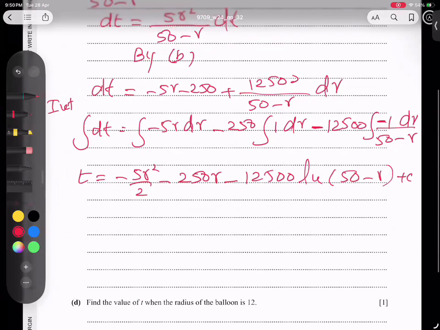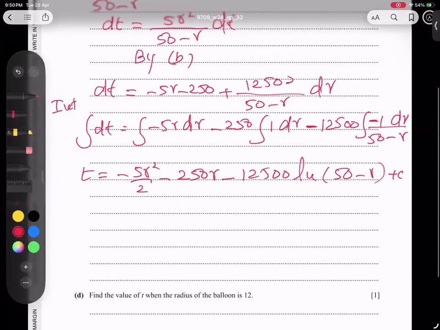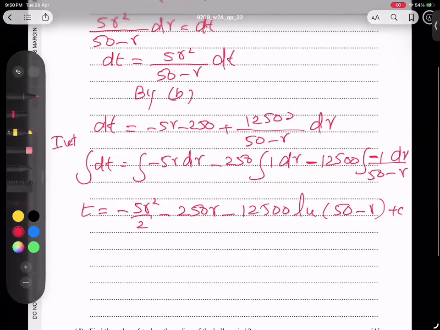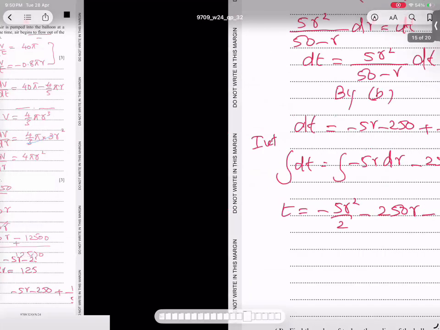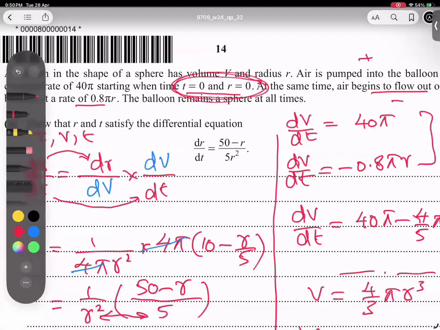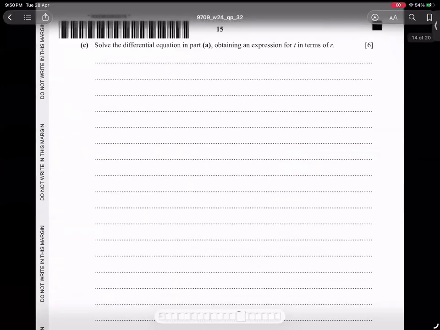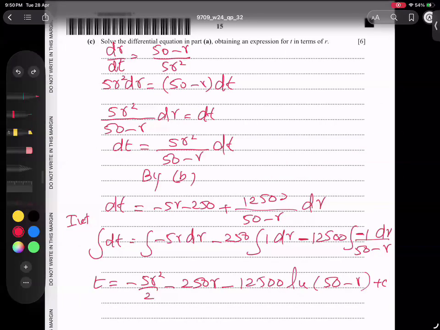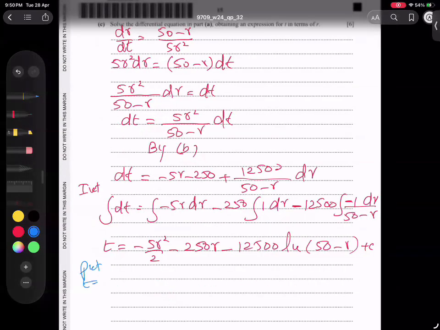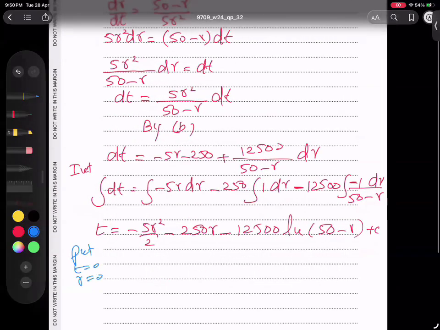Go back to the first page and you can find some parameters there. When time is 0, R is R0. This is very important information, and I'm shifting to the next page. T0, R0. Okay, I'm putting here T0, R0. So when I plug in here, student, what happens?